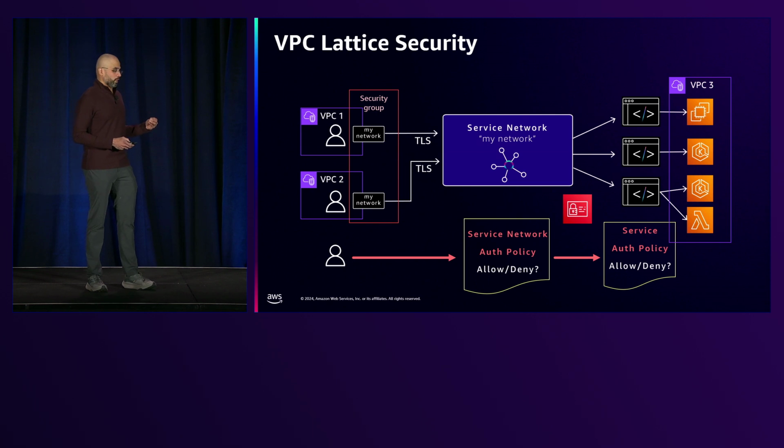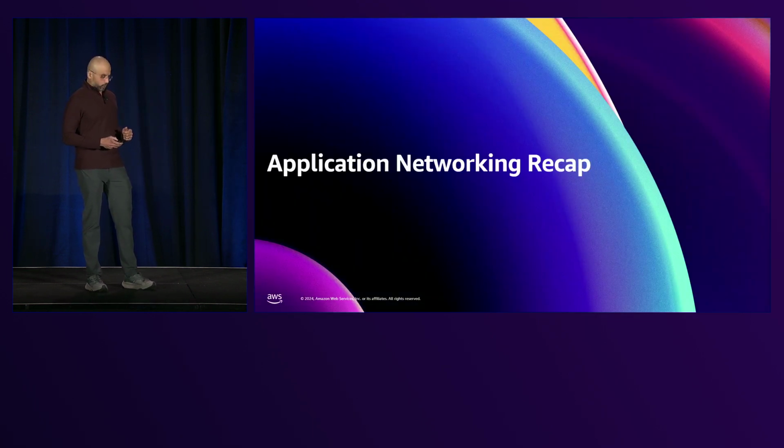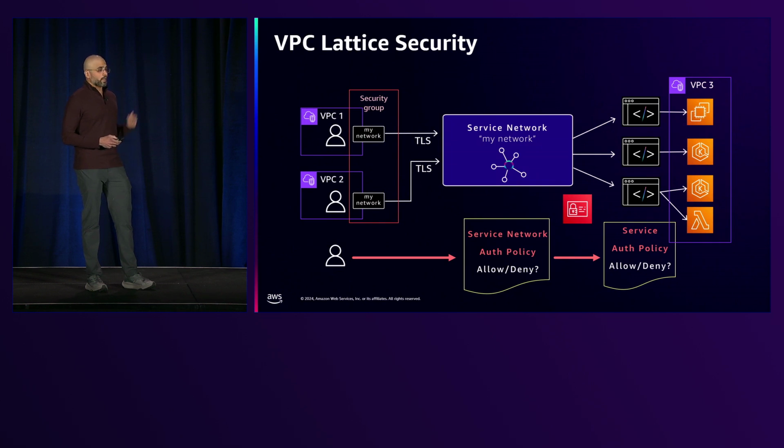It's extremely feature-rich when it comes to auth. Lattice supports IAM-based auth, and it supports it at two levels. At the service network level, where a network admin can have coarse-grained auth policies, and then at the service level, where a developer can have finer-grained auth policies. Lattice also does authentication of SigV4 requests before it reaches the destination. So the combination of features of Lattice, inter-VPC connectivity, layer 7 awareness, and the feature richness in the auth space makes it an ideal fit for zero-trust type architectures.